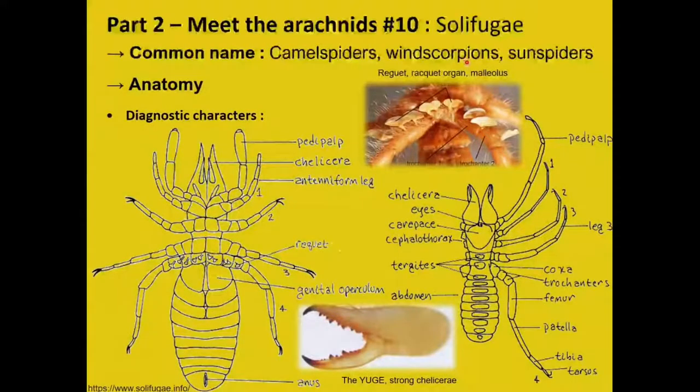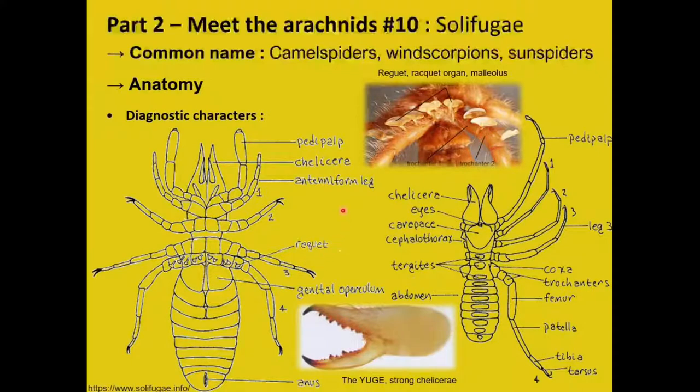Now, as some of you may know, especially if you live in desert countries or maybe in California, those are the camel spiders. They can get quite large. They also have specialized organs called the racket organs, like the pectines in scorpions. They are used to feel the vibration on the ground.